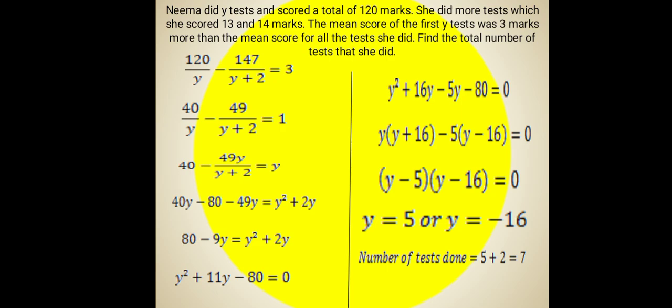Now later on she had done 2 tests. So if you take 5 plus 2, it means that she did a total of 7 tests.